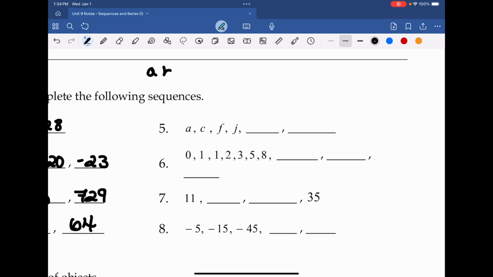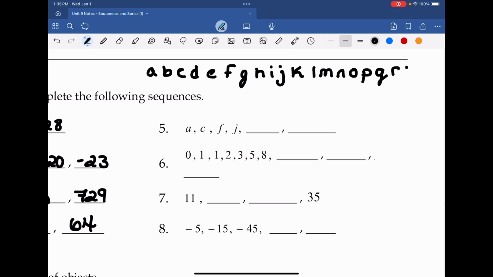So I'm going to go A, B, C, D, E, F, G, H, I, J, K, L, M, N, O, P, Q, R, S, and then from there we could write the rest, but I'm just going to stop there because we may not even need the rest of them here.